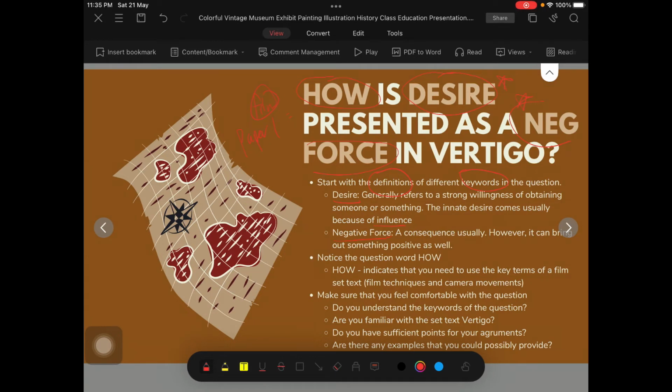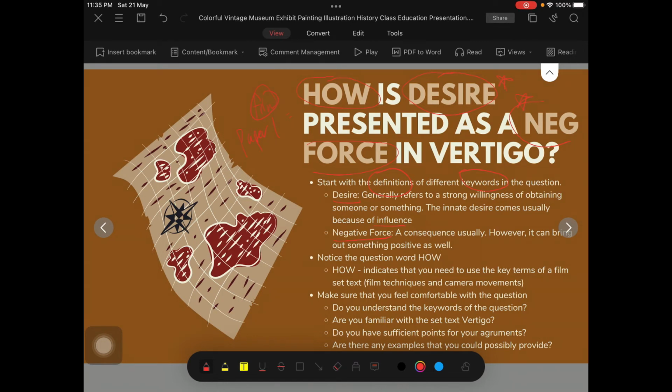Now, the second part that we need to define is negative force. So negative force, personally, I feel, is just a consequence. Now, you need to make sure that you're writing this in complete sentences. Again, since this is a lesson, I'm trying to provide everything in key format because I want to highlight the key points only. But when you're trying to write an essay, you need to make sure that you're writing it in sentences rather than in points.